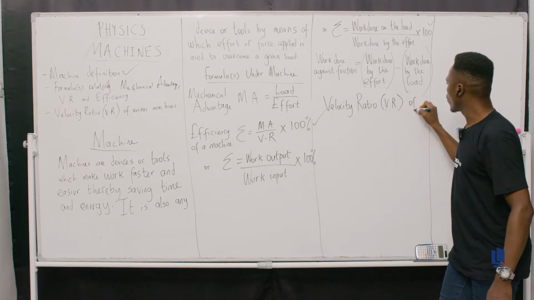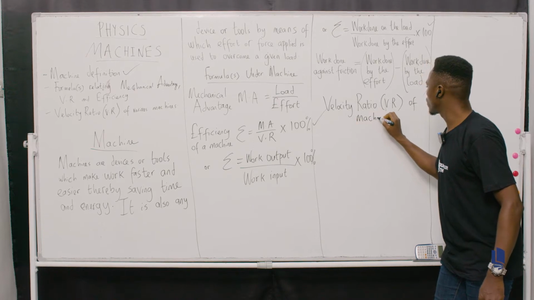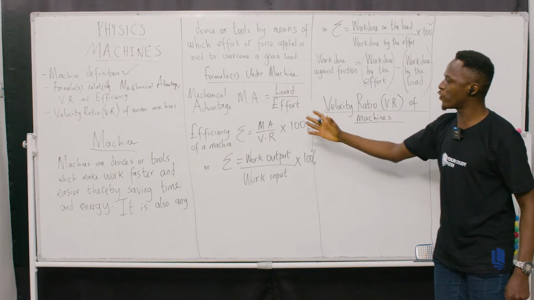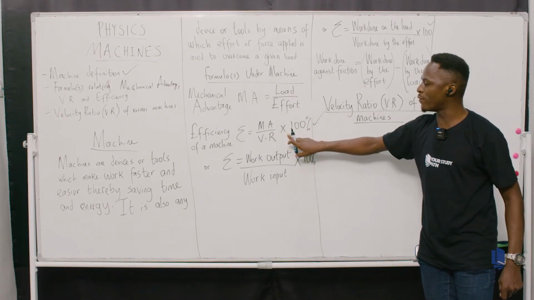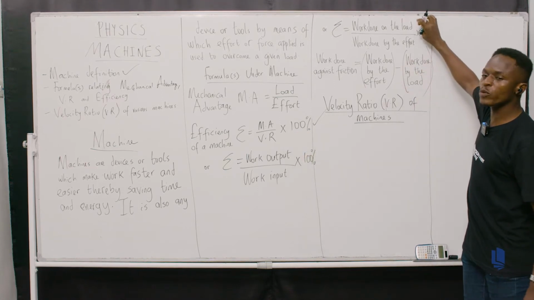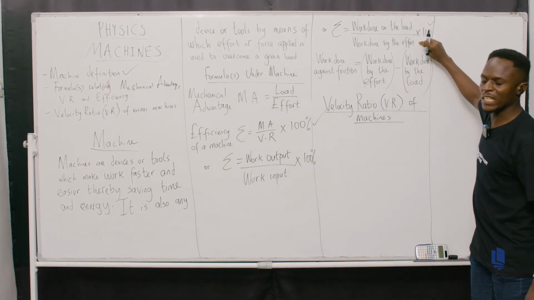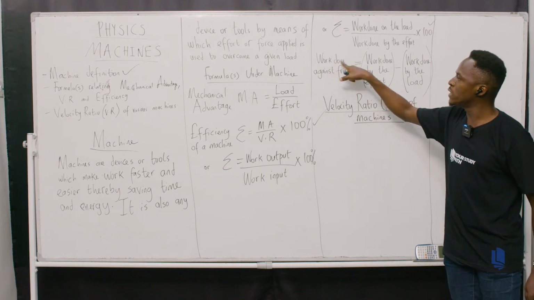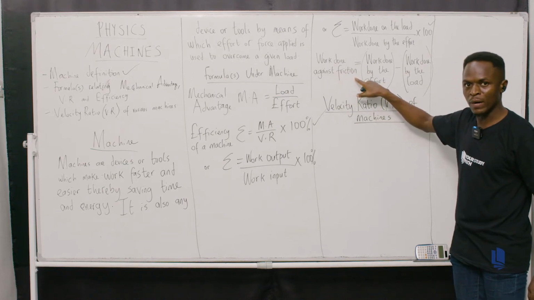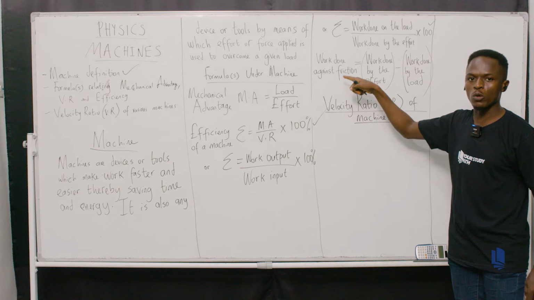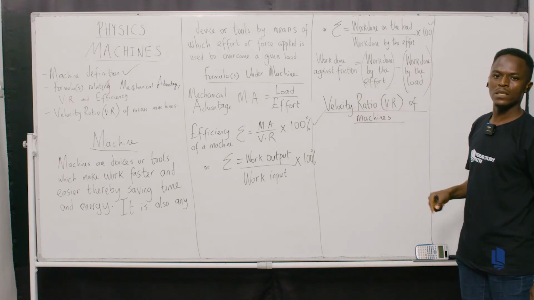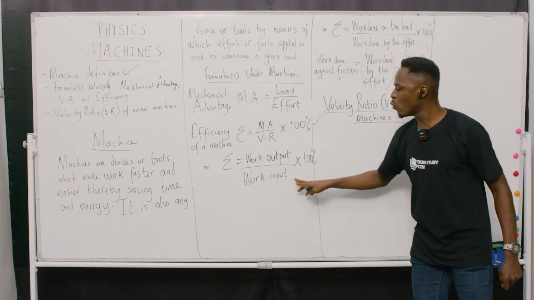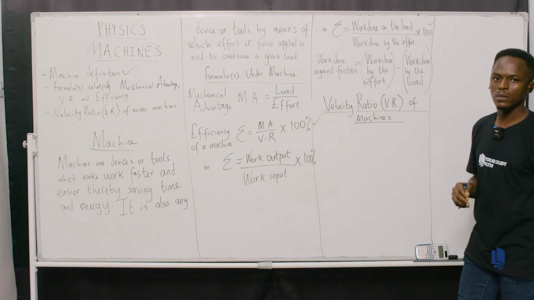Velocity ratio of machines. So, I emphasize that efficiency, we check out MA over VR times 100%. We also put in mind work done on the load divided by work done by effort. Reason being that we have something we have called the work done against friction. Put that in mind. JAMB will sometimes talk about work done against friction. So know exactly what it is. It's just simply the difference between the work done by effort and work done by the load. Or we simply say work input minus work output. That is what we are talking about.